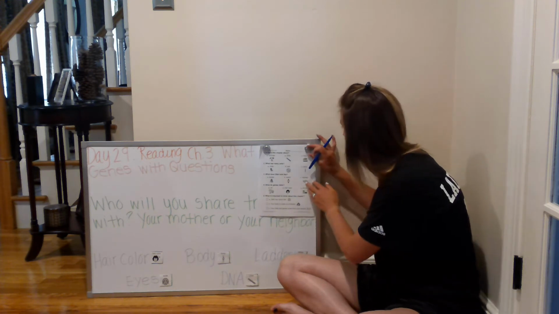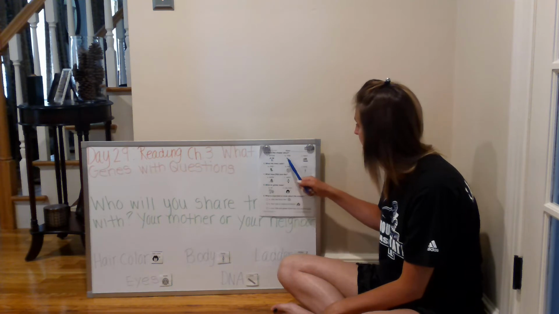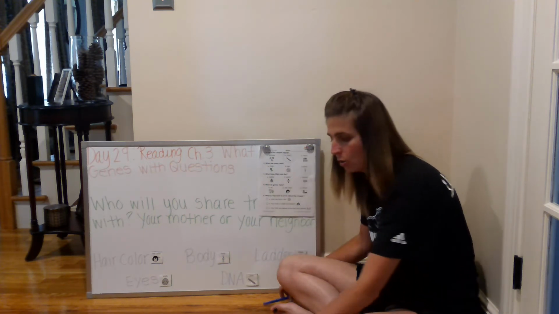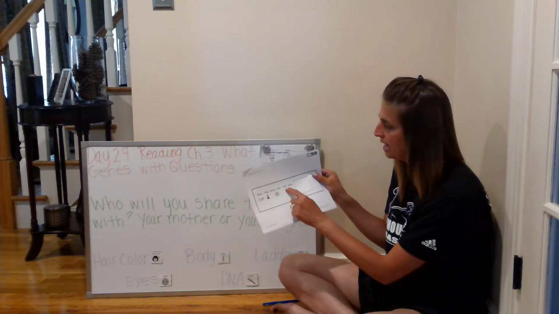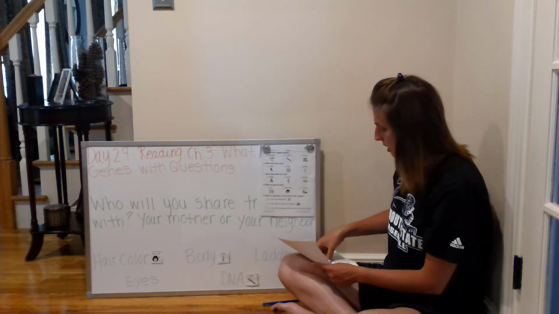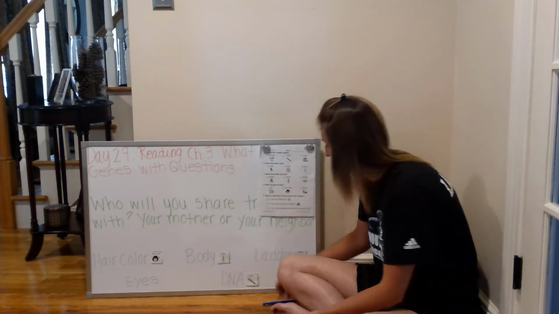So question number 1 of the multiple choice. What is this chapter about? Animals, DNA, or trains? The correct answer is DNA. Question number 1 on the fill-in. Mom has blonde hair and blue eyes. Eyes is your fill-in.